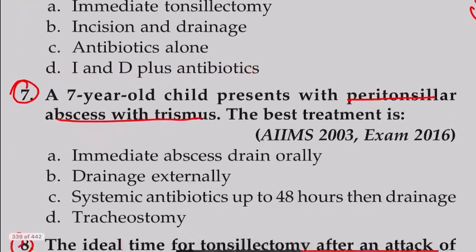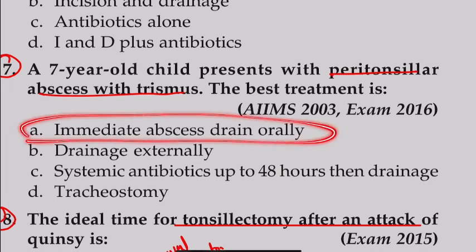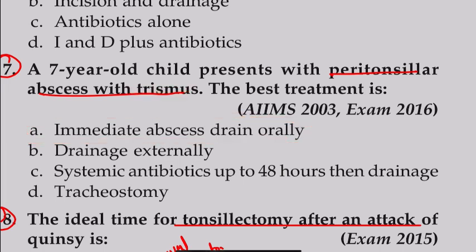Okay. Now a 7-year-old child presents with peritonsillar abscess with trismus, the best management is? Okay, in such a case we can do immediate abscess drainage orally, right? In peritonsillar abscess, immediate incision and drainage is done by intraoral incision, right? And the trismus here is never so much that the mouth cannot be opened for incision and drainage, so we do it intraorally only.